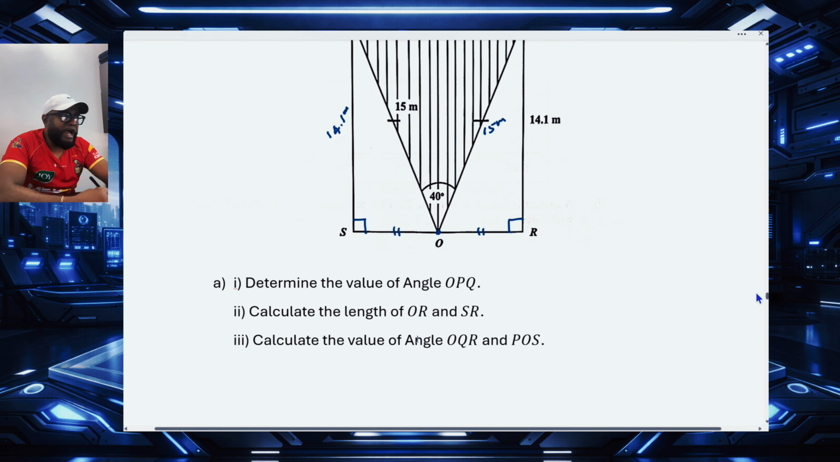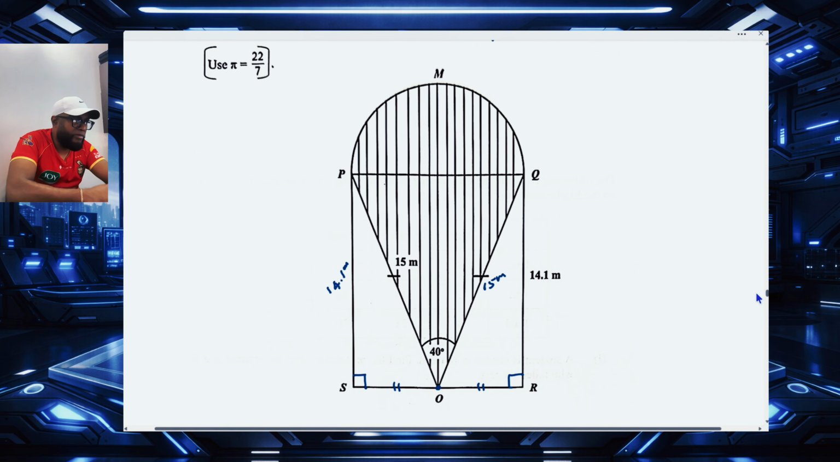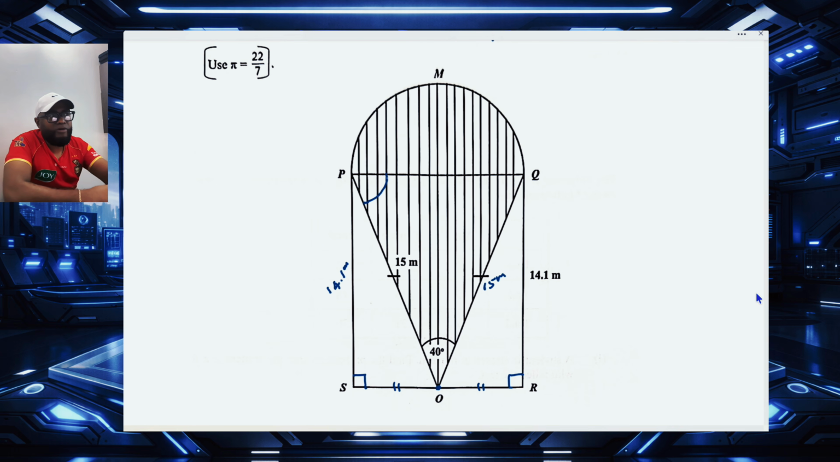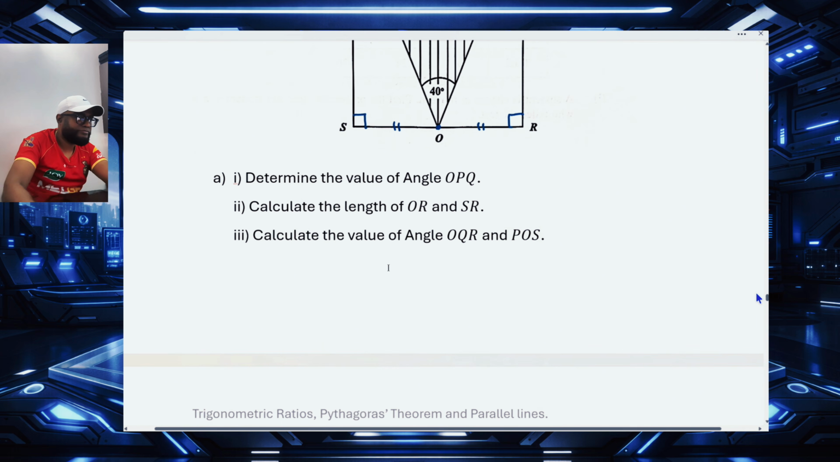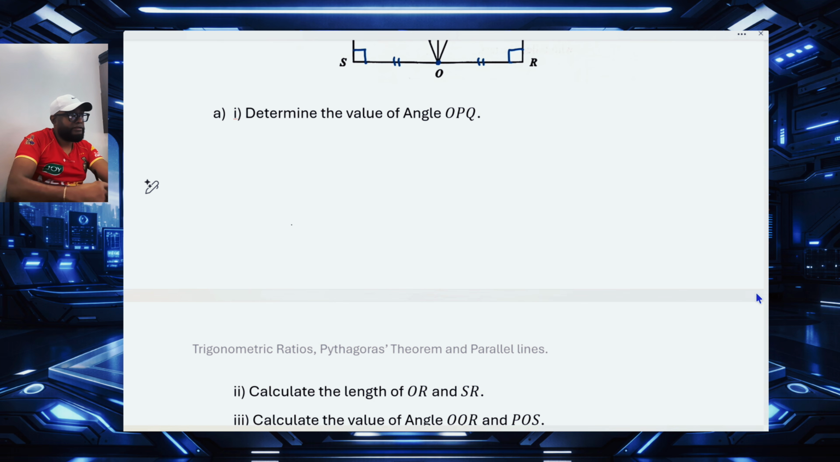Determine the value of the angle OPQ. O to P to Q. If this is an equilateral triangle, how are we finding that angle there? O to P to Q. 180 minus 40 divided by 2. So OPQ would be equal to 180 minus 40.